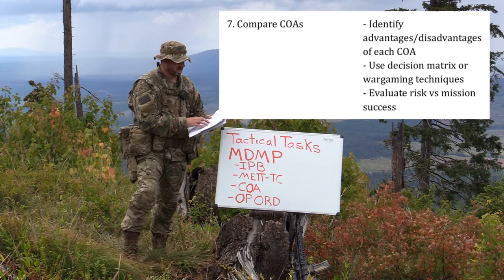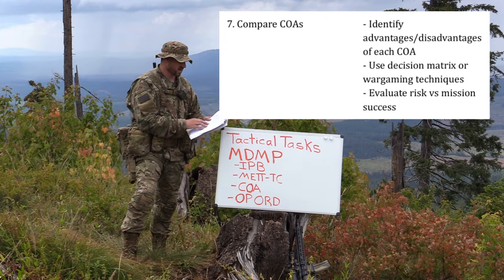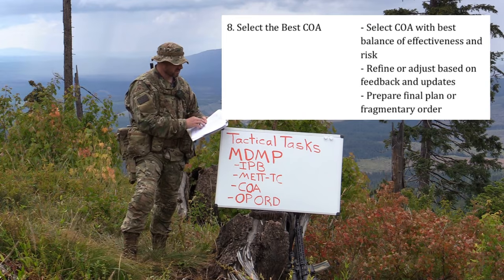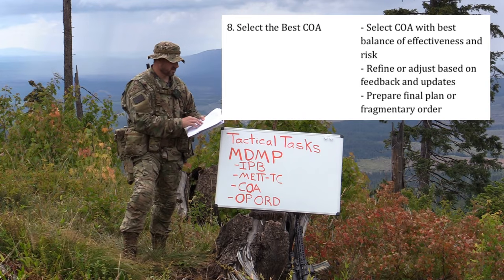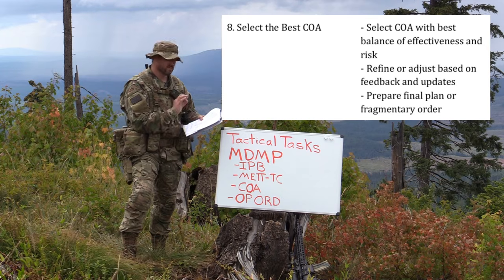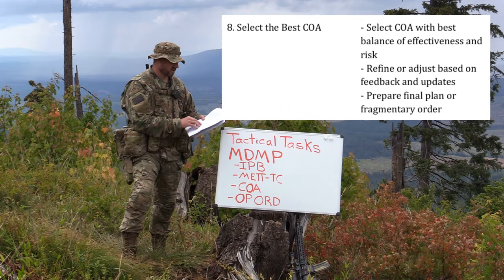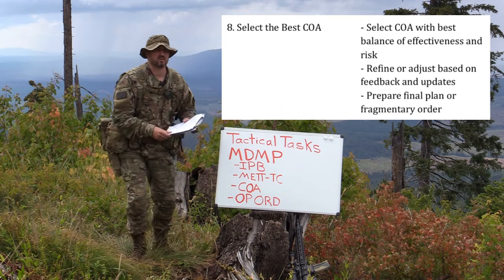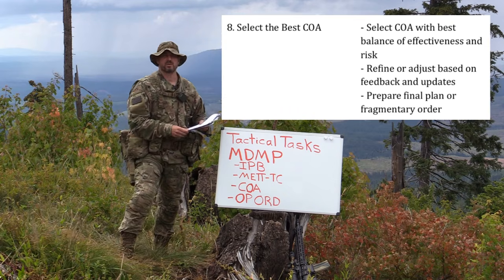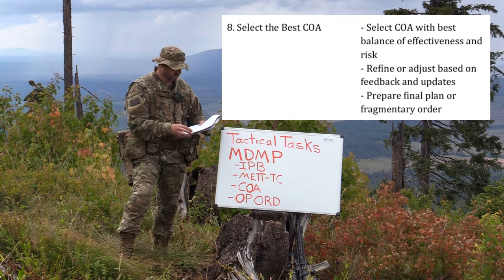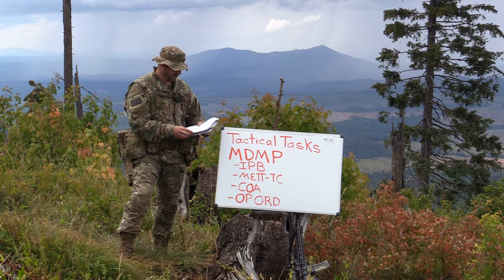Identify advantages, disadvantages of each course of action. Use decision matrix or wargaming techniques. Evaluate the risk versus mission. Step 8, select the best course of action. Select course of action with best balance of effectiveness and risk. Refine or adjust based on feedback and updates. So it would be something that you might want to talk about with the other small unit leaders in your team, this plan. Prepare the final plan and the frag order.